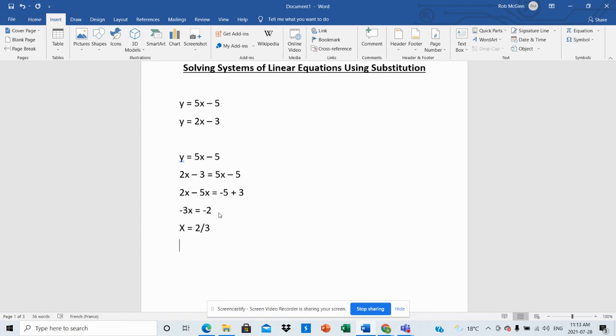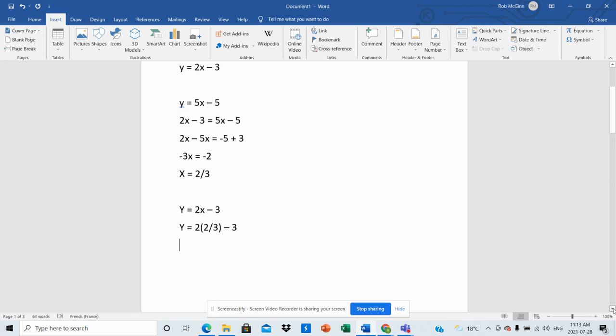Once we've done that, I'm now going to substitute in 2 over 3 into my second equation. So I know that y equals 2x minus 3. That's my original equation. But I know x equals 2/3. So that's going to be y equals 2 times 2/3 minus 3. We love dealing with fractions. If you haven't had much practice, this is a good one here.